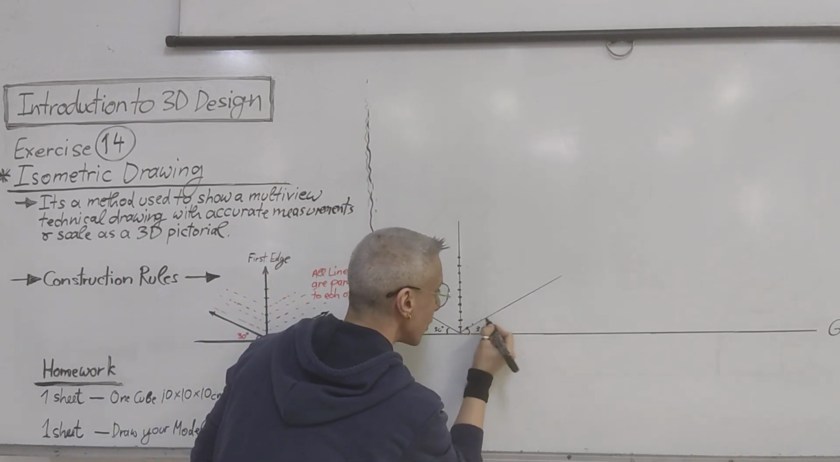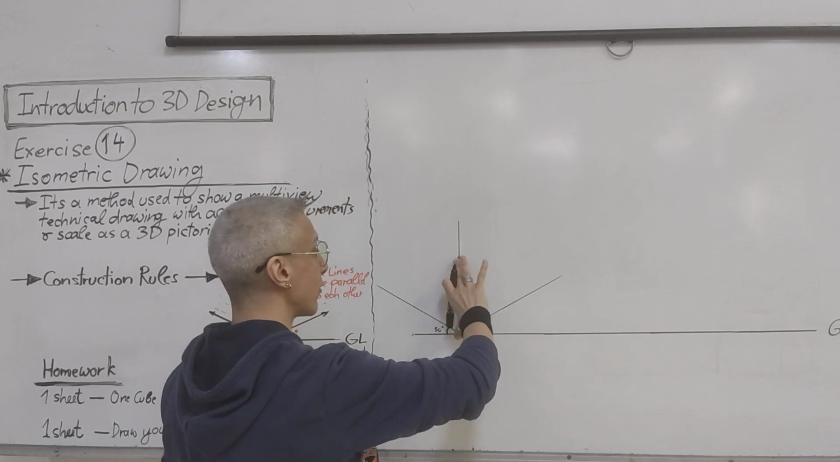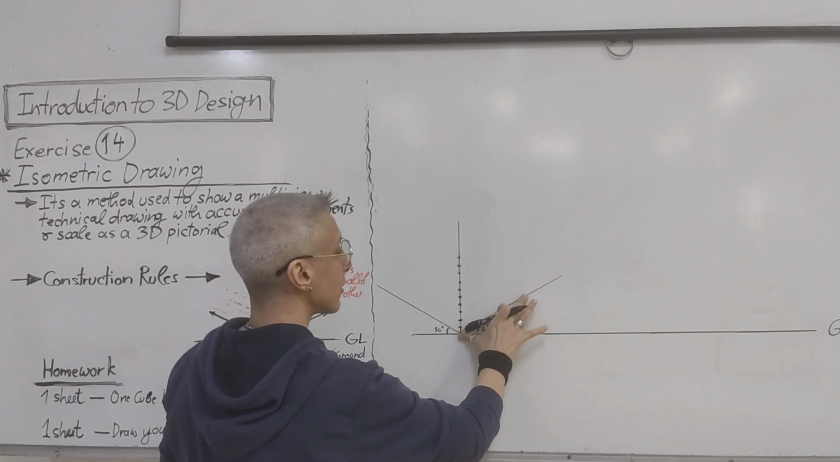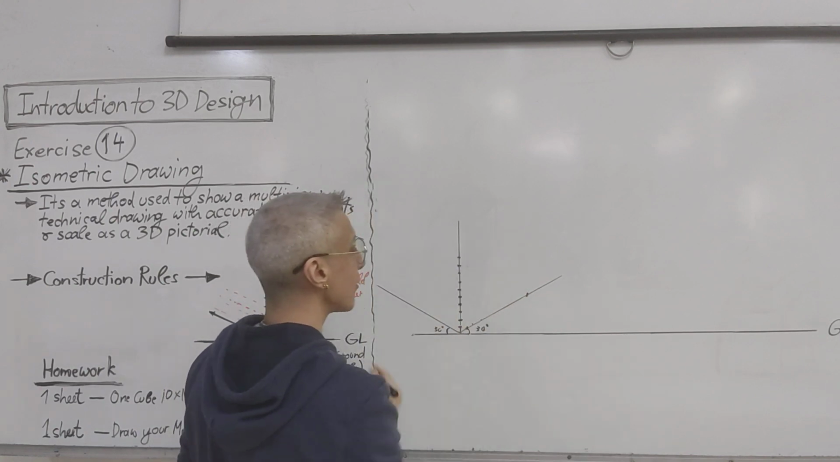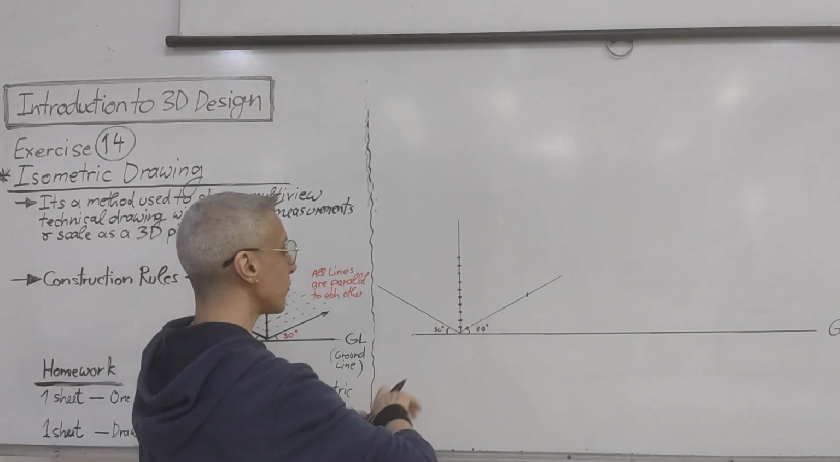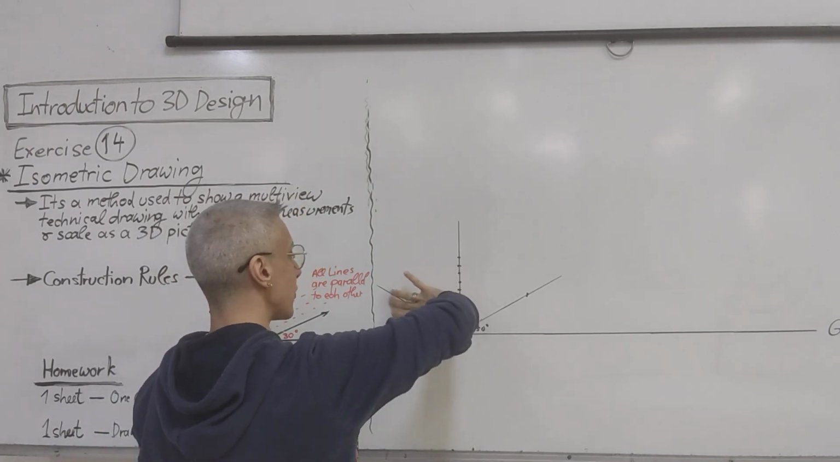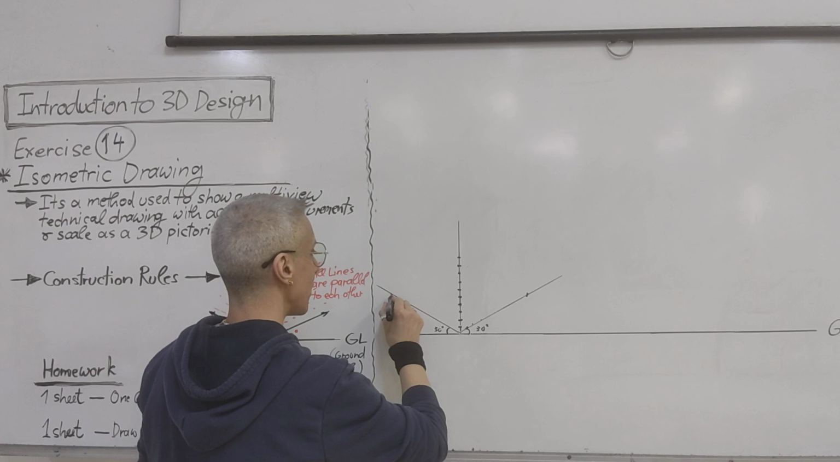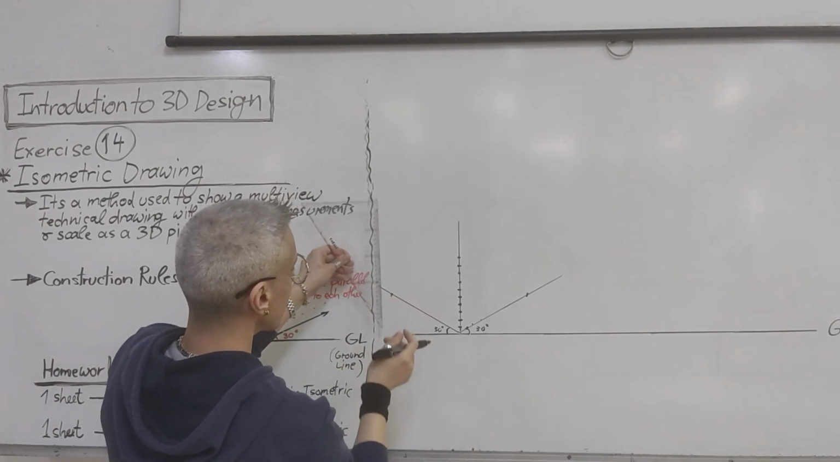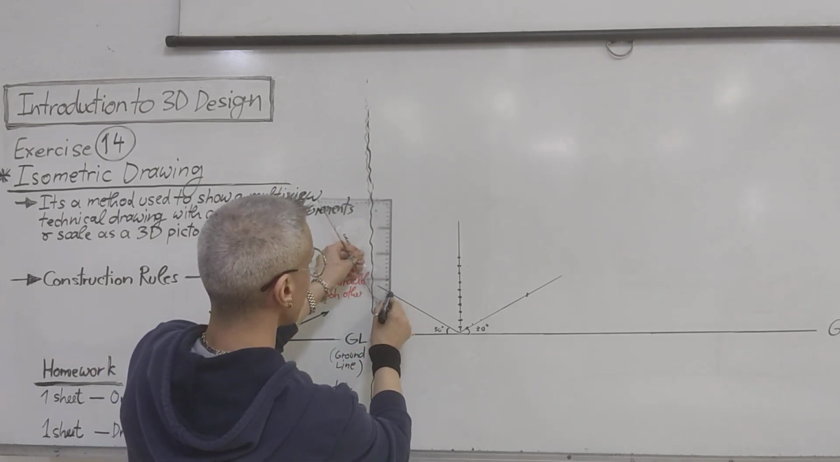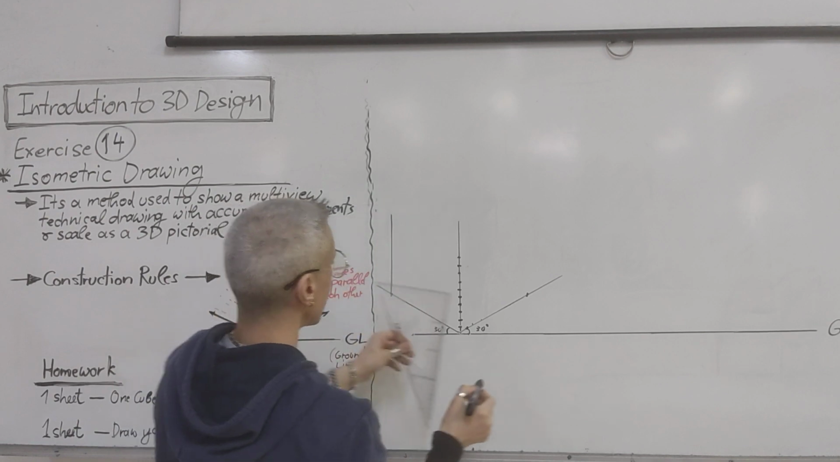So 1, 2, 3, 4, 5, 6, 7, 8, 9, 10, like this. Okay? So this line must be the same as this, if it's a cube. And from this side, the same thing. So this here must be the same. Okay? Then we will draw lines up, line up.